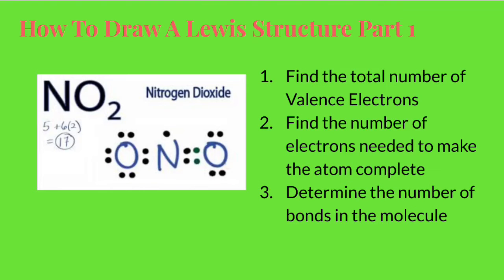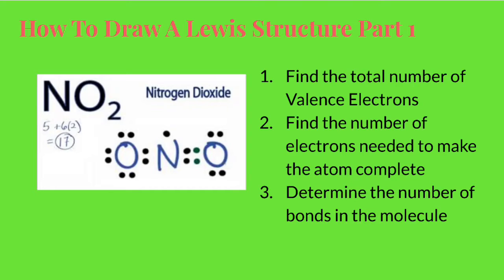To draw a Lewis structure, all you have to do is find the total number of valence electrons, which is found on the periodic table, and also connects to the number of electrons on the atom. Step 2 is to find the number of electrons needed to make the atom complete, which you do by adding up the total number of valence electrons. And step number 3 is to determine the number of bonds in the molecule.